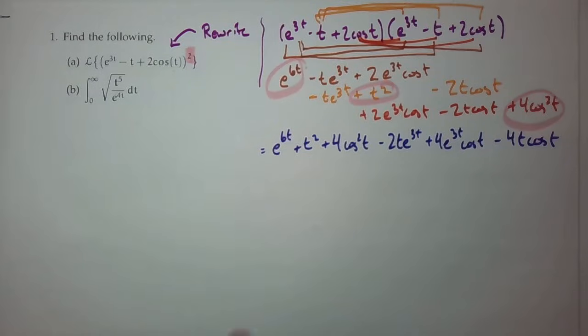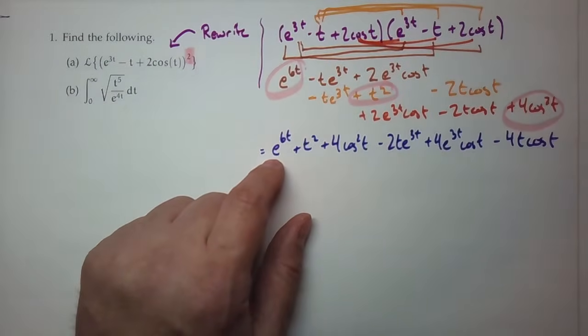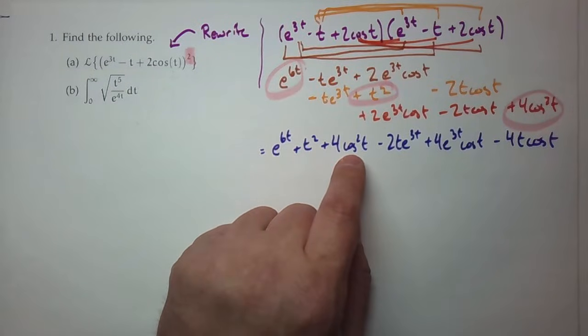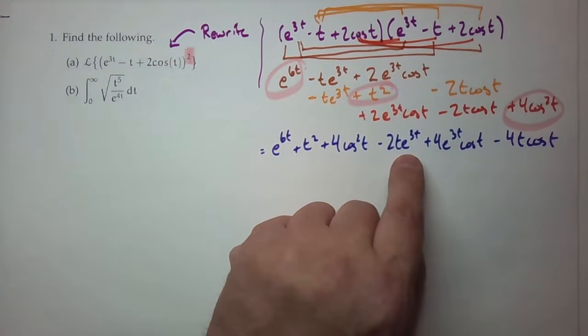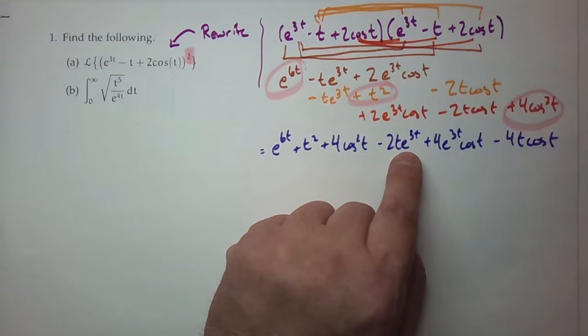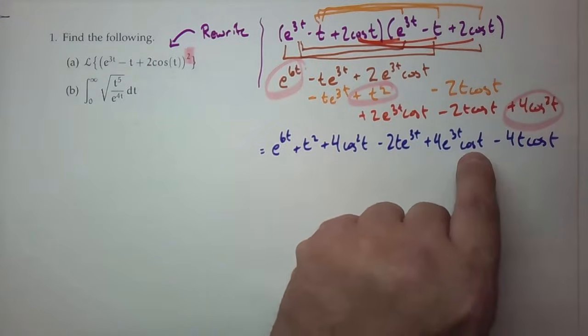So, are we happy with e to the 6t? Do we have a rule for that? Yes. T squared, do we have a rule? Yes. 4 cosine squared t? Let's come back to that one. 2t e to the 3t, well, 2 is a constant. We just need to put it aside. T e to the 3t, do we have a rule? Yes. I don't like it, but yes.